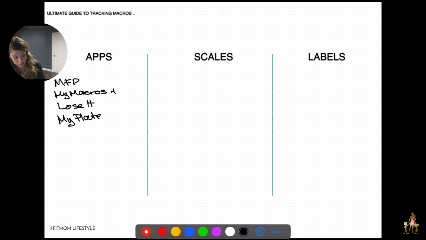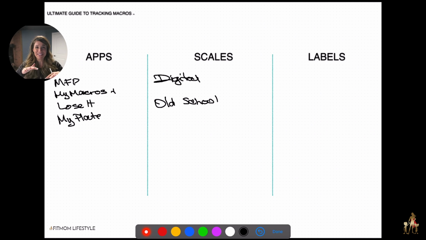So you can get a digital scale. Very, very cheap on Amazon. I think they're like maybe $10 to $12. I like the digital scales. Or you can go old school and have one of the old school scales that is like tipping and you have like the barometer there, right?